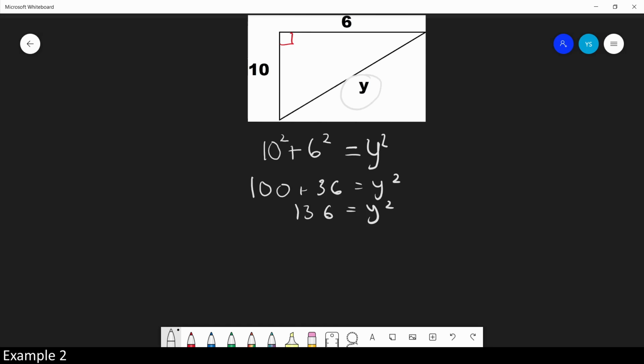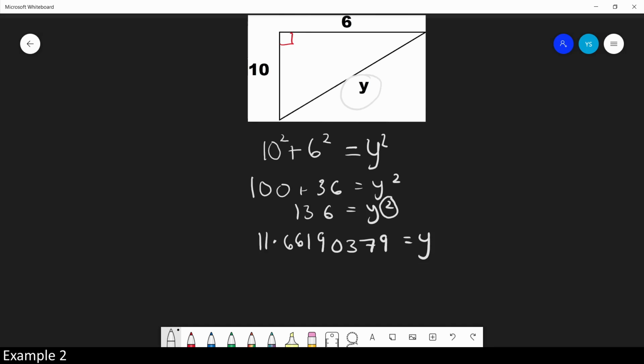136 is not the answer. Where we have a y squared, we're looking for just y. So square rooting 136, you will get 11.66190379 is equal to y.